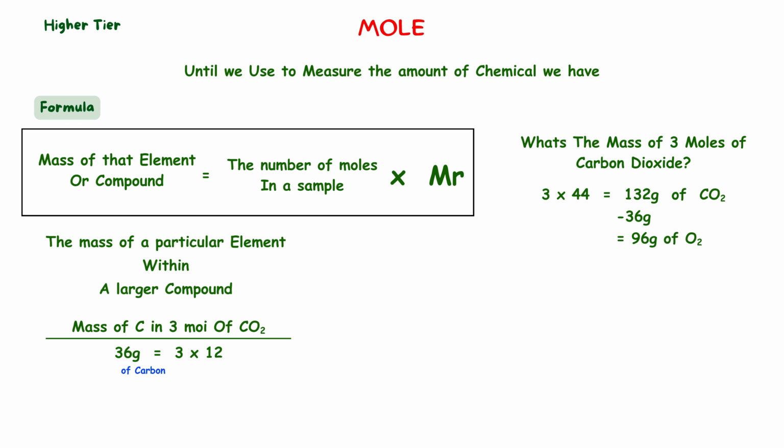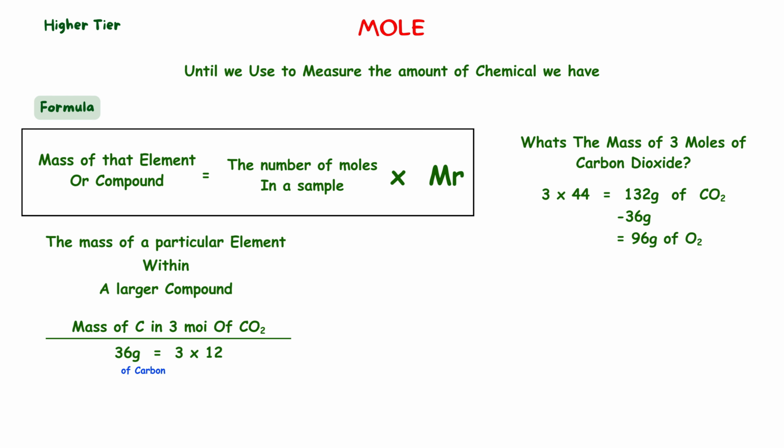Furthermore, we can take this calculation a step further and find the mass of a particular element within a compound. For example, if we want to know the mass of carbon present in those 3 moles of carbon dioxide, we take 3, the number of moles, and multiply it by 12, the atomic mass of carbon. This gives us 36 grams of carbon. Since the total mass of the carbon dioxide is 132 grams, we can subtract the 36 grams of carbon from it to determine that the remaining 96 grams must be from oxygen, which makes sense given the molecular formula of carbon dioxide.